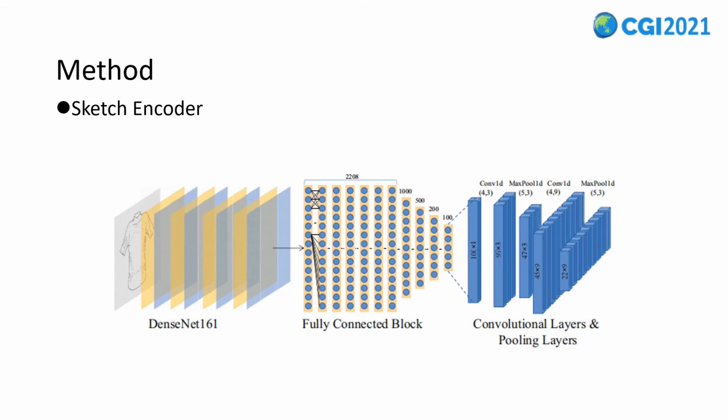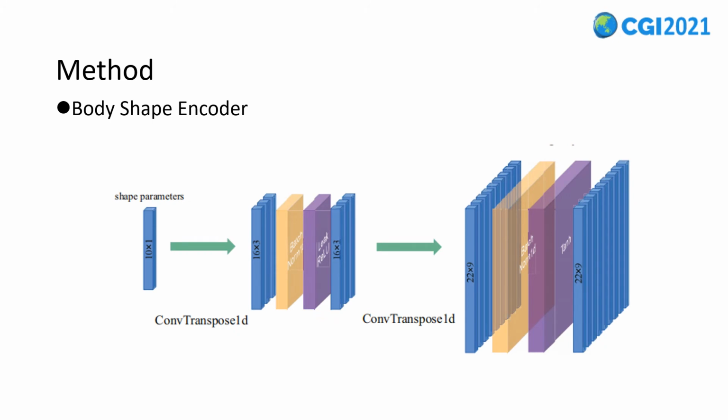To extract features from the input sketch image, we utilize the Dataset to generate a sketch descriptor. Then the sketch encoder takes the sketch descriptor as its input and generates the latent code. The sketch encoder consists of Dataset, 10 fully connected layers, 2 convolutional layers, and 2 pooling layers. The body shape encoder consists of 2 one-dimensional transpose convolutions and corresponding batch normalization and activations.